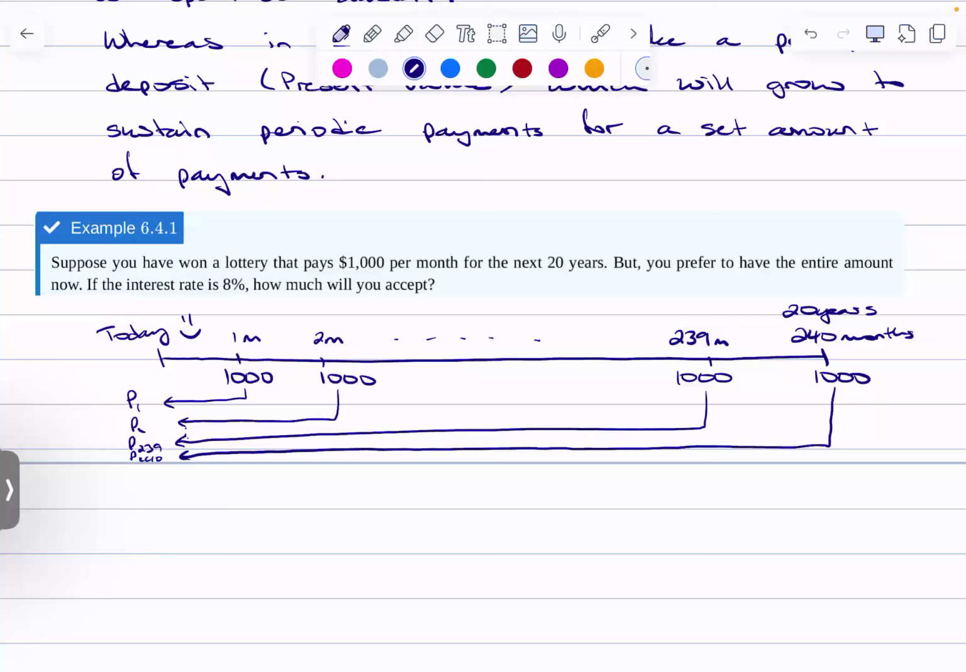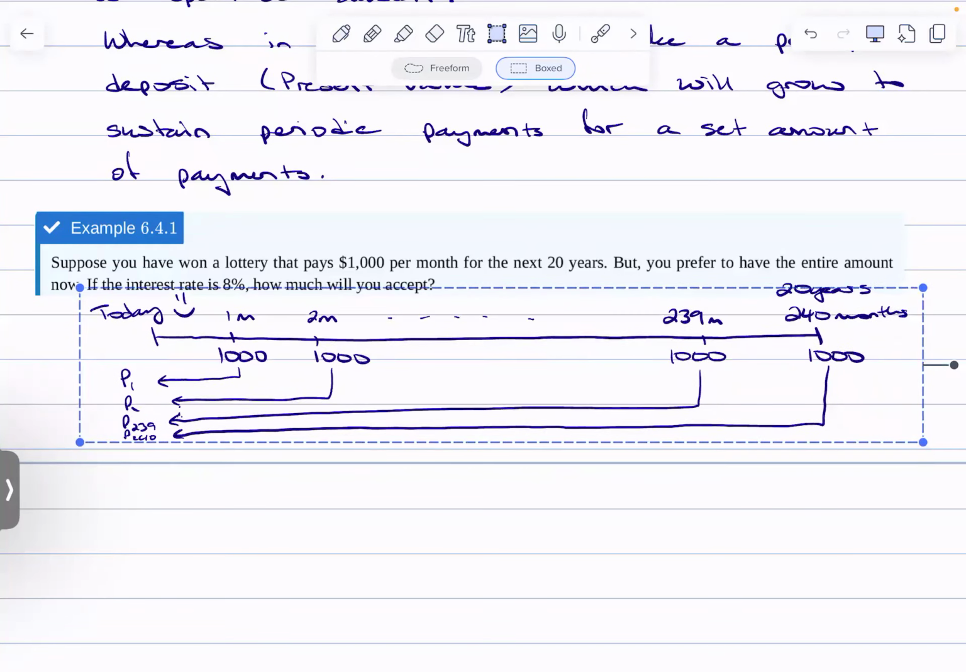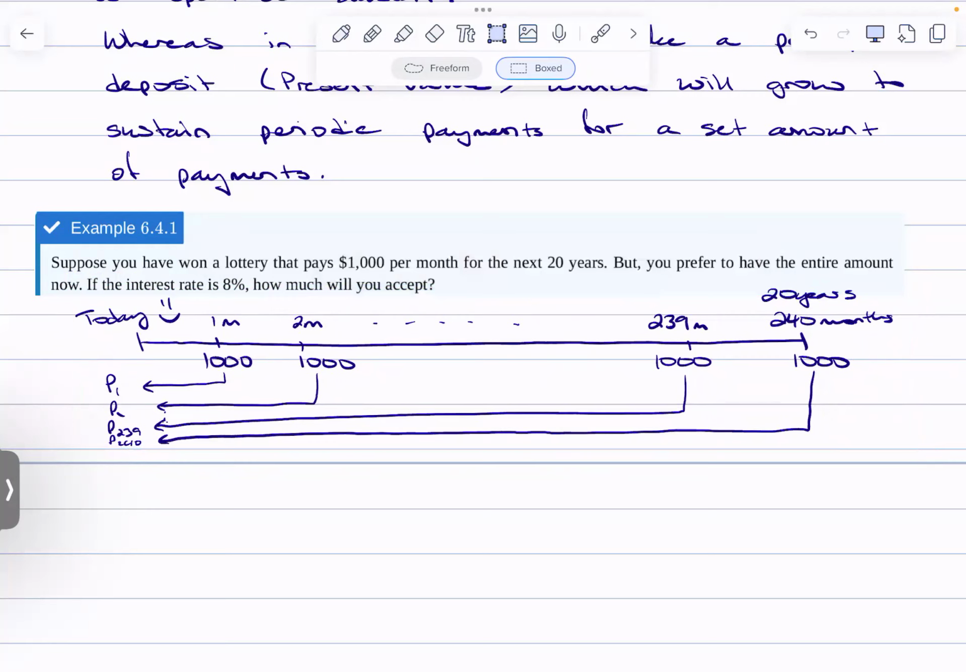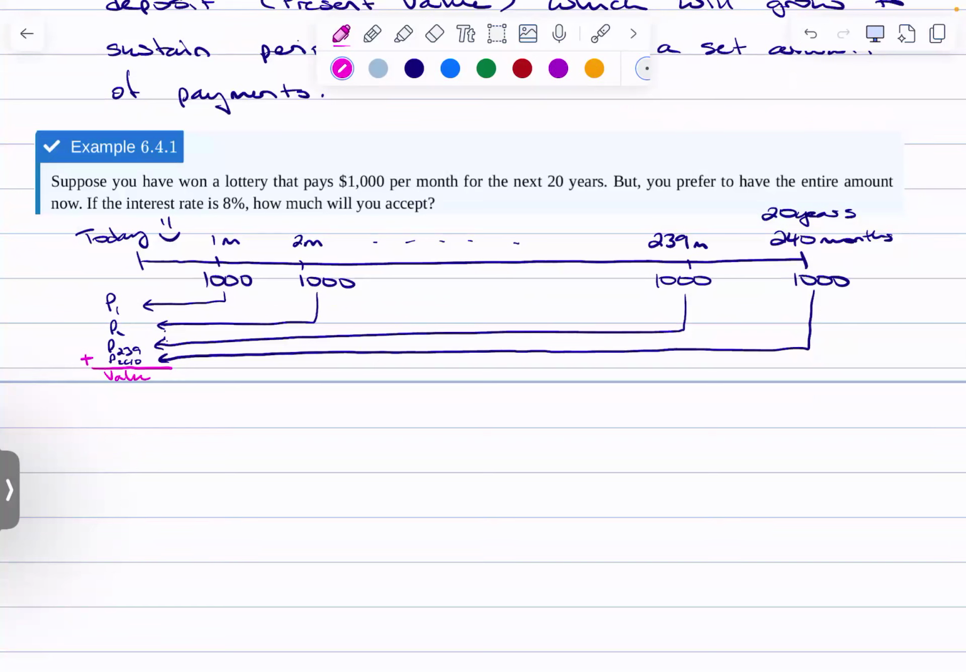Got a page break there that I'm dealing with. How about this? No, it's not on the line. Oh, well, whatever. This is how much it's worth today, right? This is the value of this prize today. And so you would accept more than this, but you wouldn't accept less than this. Right? And so this is the value of the prize today.